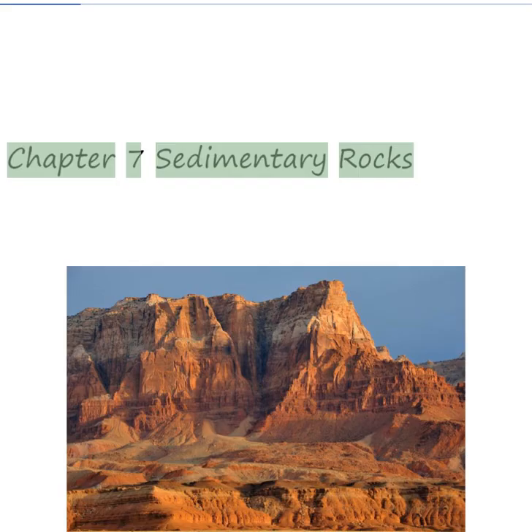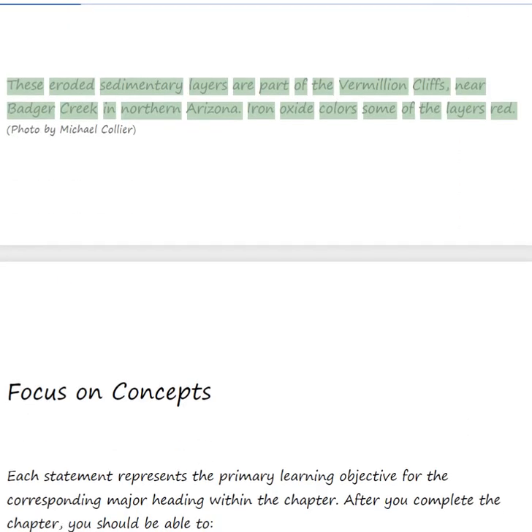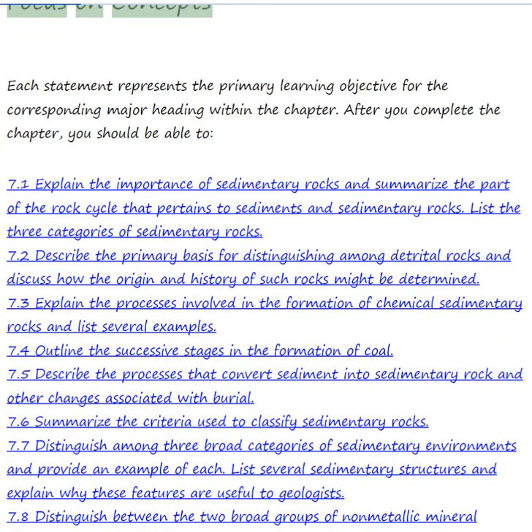Chapter 7: Sedimentary Rocks. These eroded sedimentary layers are part of the Vermilion Cliffs, near Badger Creek in northern Arizona. Iron oxide colors some of the layers red. Focus on concepts.